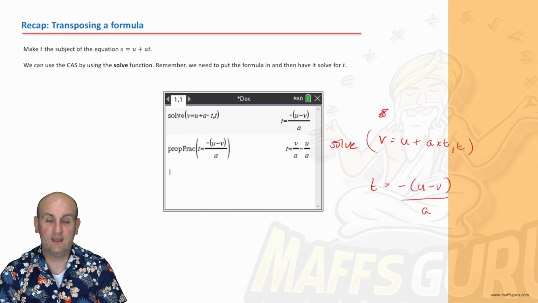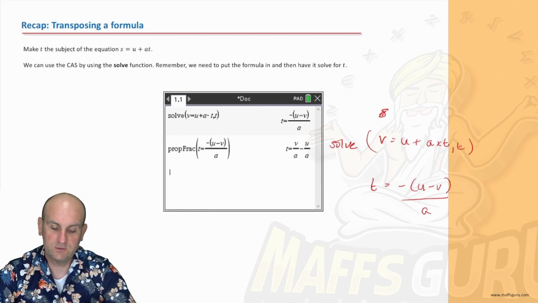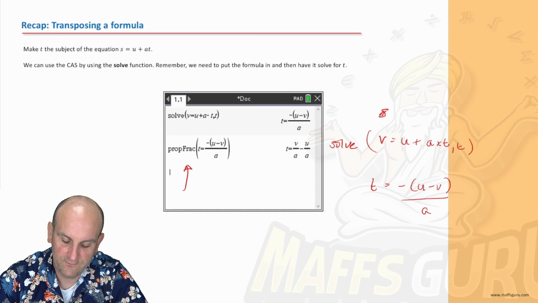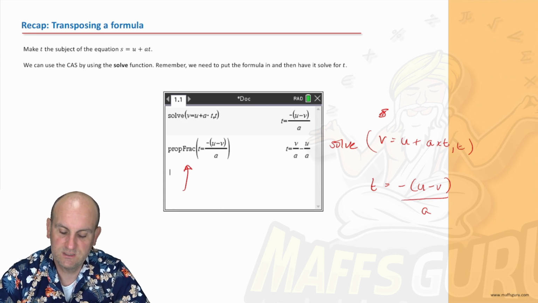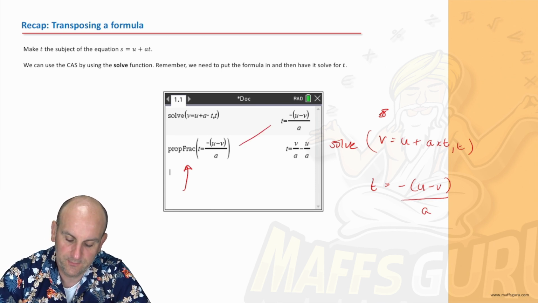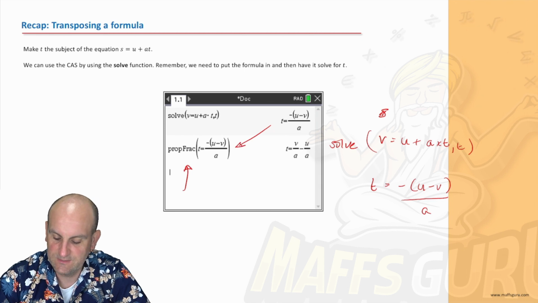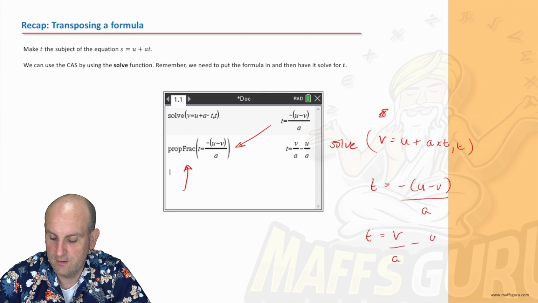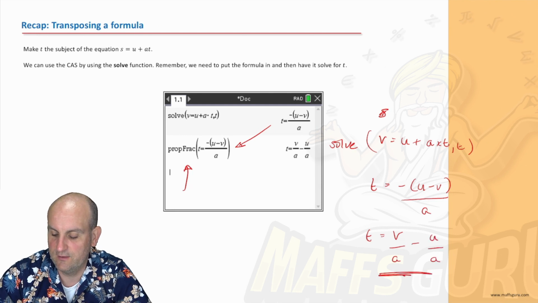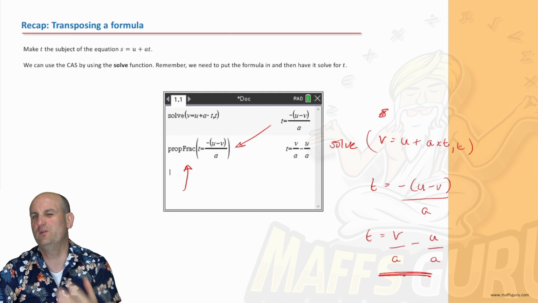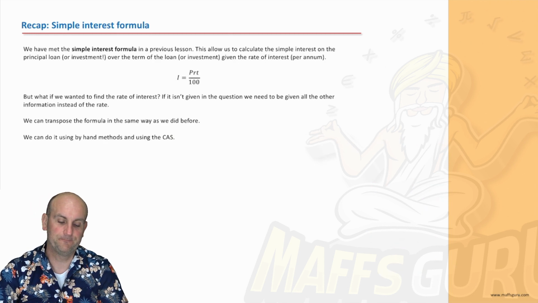I don't know why the calculator does it this way, but you'll also remember from the previous video, we have this propFrac thing, which can actually take the fraction you've been given, put it inside a set of brackets, and split it up: T is equal to V on A minus U on A, which funnily enough is what we got on the previous slide. So sometimes doing it by hand makes life a bit easier.